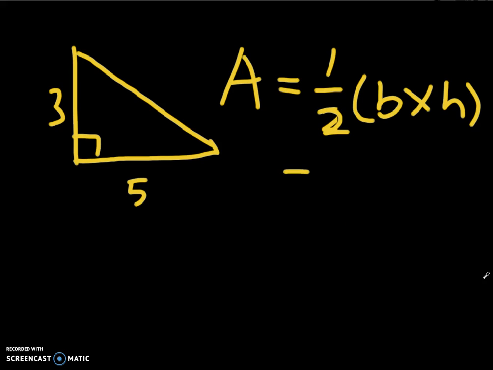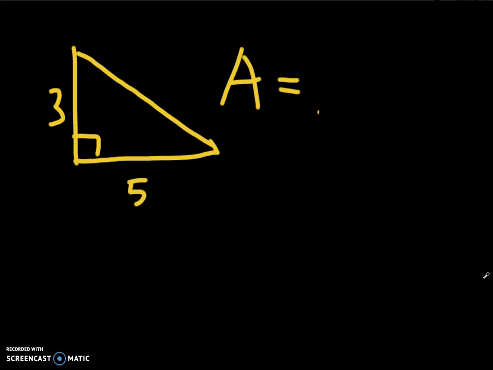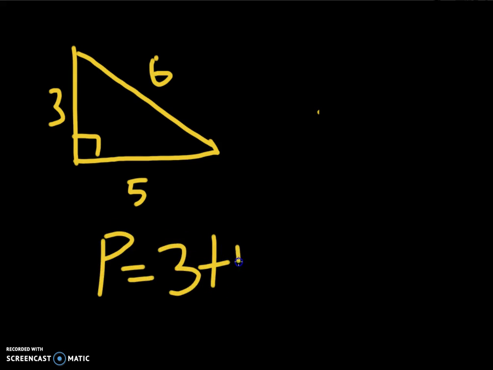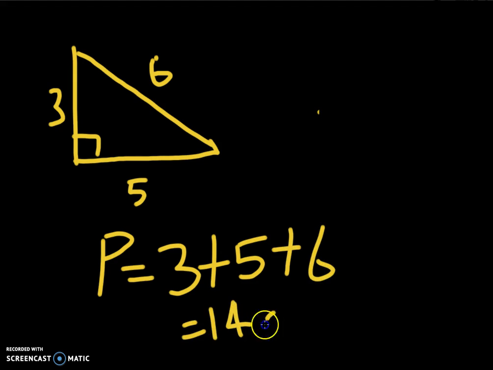Perimeter is the same as any shape. Just total up all the sides. Let's assume they give us that as 6. Okay, so perimeter is very basic. 3 plus 5 plus 6, total up all the sides, equals 14 centimeters. Very easy.